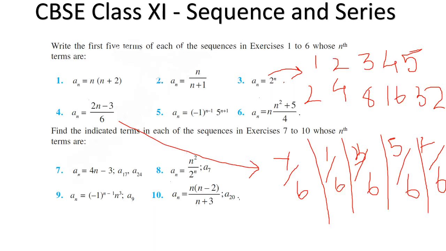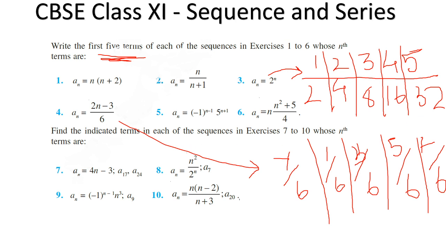Next, over here we try to find the first 5 terms in each of the sequences where an is given as 2 to the power n. For the first term, for n is equal to 1, we have the first term as 2. For n is equal to 2 we have an is equal to 4. For n is equal to 3 we have an is equal to 8. For n is equal to 4 we have the fourth term as 16. For n is equal to 5 we have the fifth term as 32.